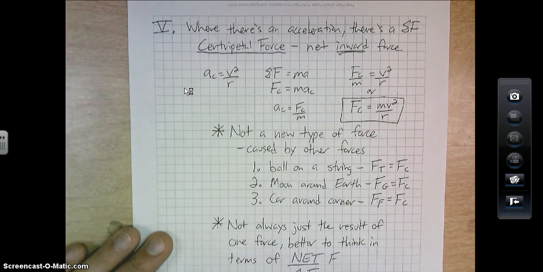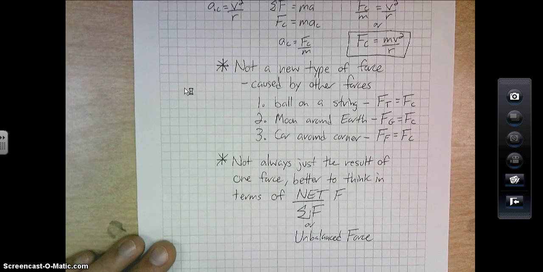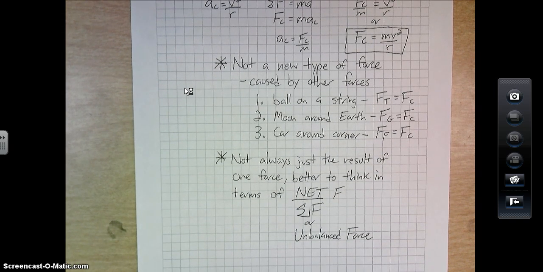Okay, and then the last little thing that I have on here says that centripetal force is not always just the result of one force. It might not be just the tension, just the gravitation, or just the friction. Therefore, I want you to think of it more as a net inward force, or the sum of the forces towards the center, or the unbalanced force acting on the system towards the center of the circle. I can't stress it enough that it is the net inward force towards the center of the circle.